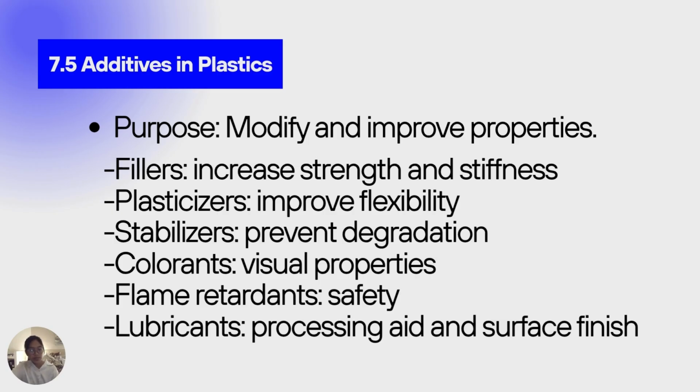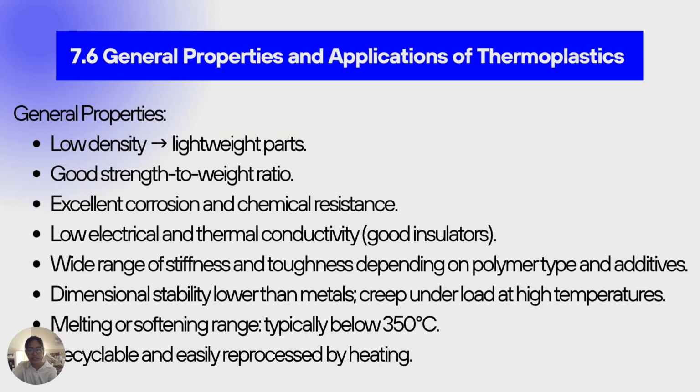Let's also consider some examples of how additives modify polymer behavior. For example, adding plasticizer to PVC transforms it from a hard, rigid pipe material into a soft and flexible cable insulation. Now let's look at section 7.6, General Properties and Applications of Thermoplastics. This section covers the general properties and applications of thermoplastics.